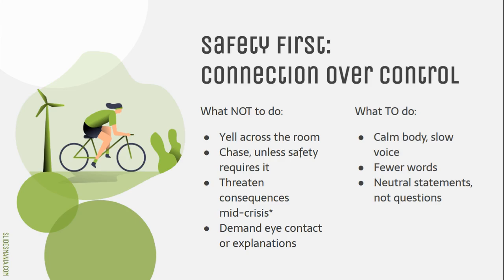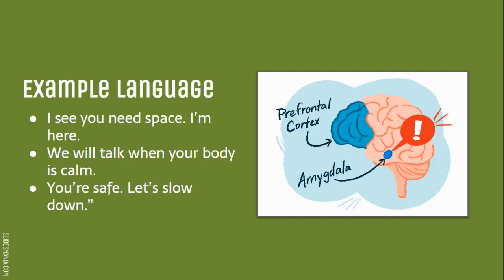When we are triggered or escalated, our amygdala takes over and cannot listen to the prefrontal cortex. Therefore, rational thought and learning is impossible. That's why threatening consequences or teaching lessons mid-crisis is ineffective. What you can do is have a calm body and slow your voice. Use fewer words and have neutral statements, not questions. Example language includes, I see you need space, I'm here. We will talk when your body is calm. You're safe, let's slow down.